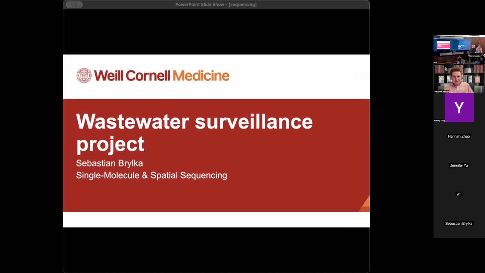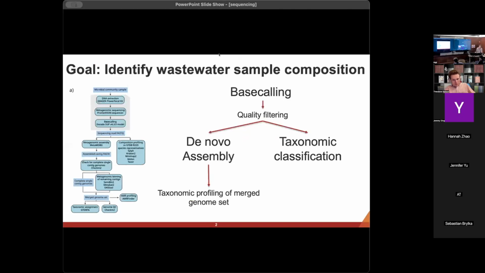So I want to talk about the wastewater surveillance project I did. This project encompassed metagenomics, which is the study of entire communities of microbes within a sample. The goal of the project was to identify the sample composition of wastewater samples that were collected by the members of the lab.